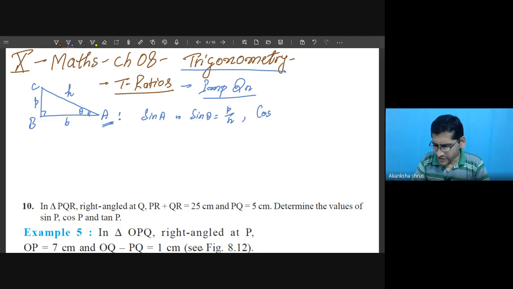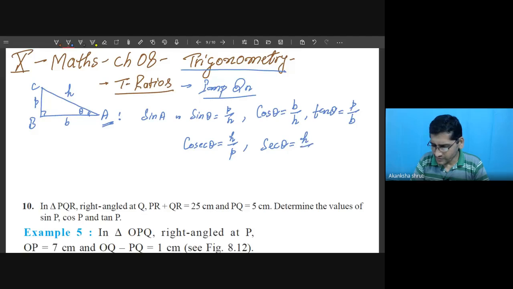Then cos of theta is base by hypotenuse. Tan of theta is equal to perpendicular by base. Then the reciprocal kind: cosec of theta is hypotenuse by perpendicular. Then sec of theta is equal to hypotenuse by base.